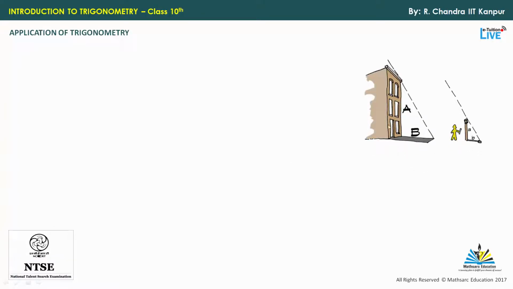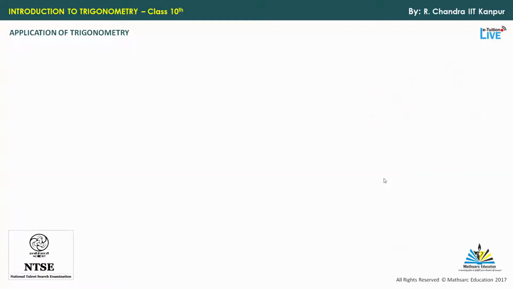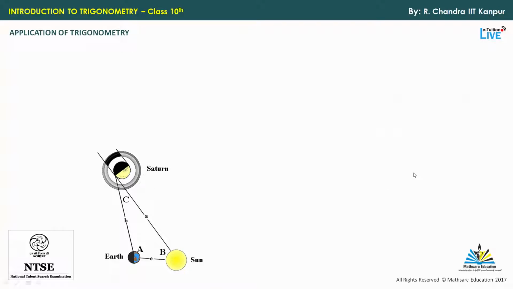Here is another example. You can see the shadow of a home, and you can measure the distance using trigonometry. There is one more case: Saturn, Earth and the Sun make a triangle ABC, as you can see here, and we use it to find the distance between these planets.